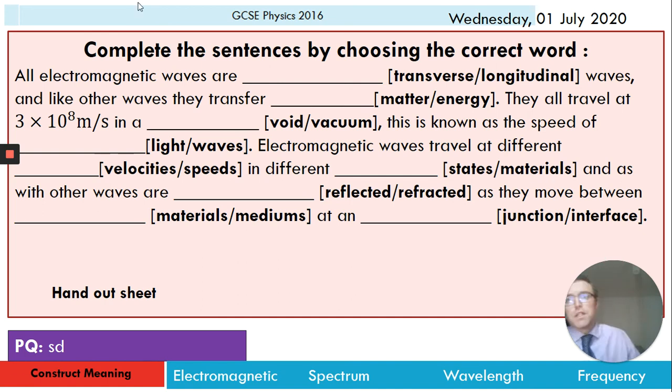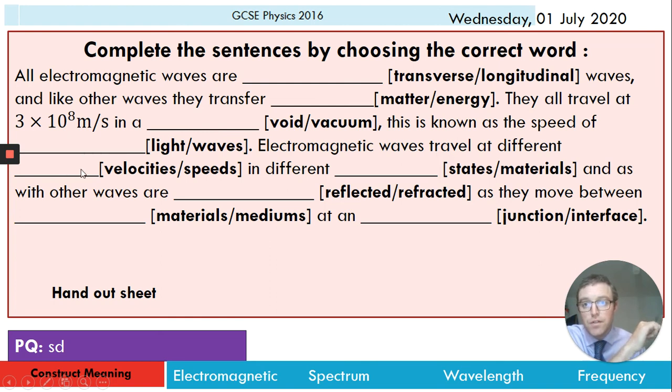Okay, let's go through. All electromagnetic waves are transverse waves. And like other waves, they transfer energy, not matter. They all travel at 3 times 10 to the 8 meters per second in a vacuum. Vacuum means there's no gas or air particles. So space, for example, is a vacuum. This is known as the speed of light.